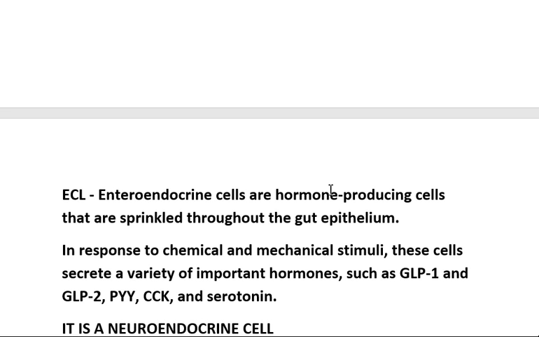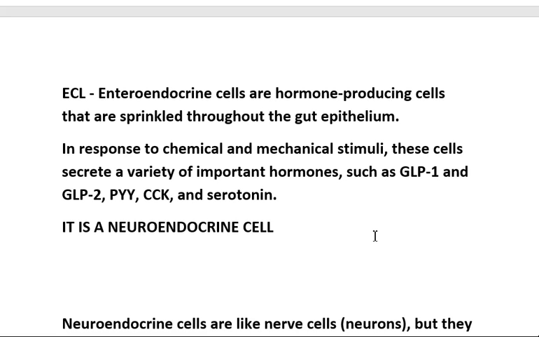Okay. So what is this ECL? ECL is a type of enteroendocrine cell, or hormone-producing cell, sprinkled throughout the gut epithelium. It responds to chemical and mechanical stimuli. So these are just extra points. It secretes some important hormones such as GLP-1, GLP-2, PYY, CCK, and serotonin. It is a neuroendocrine cell.